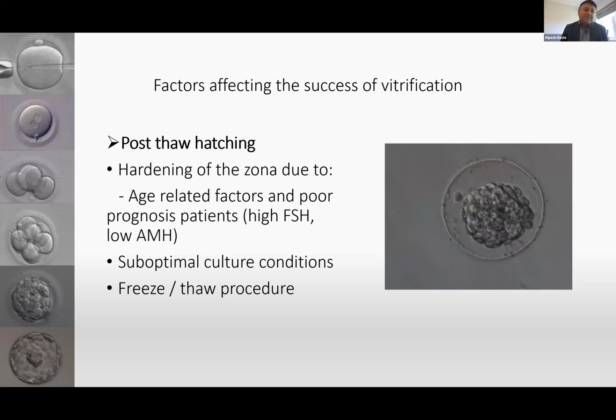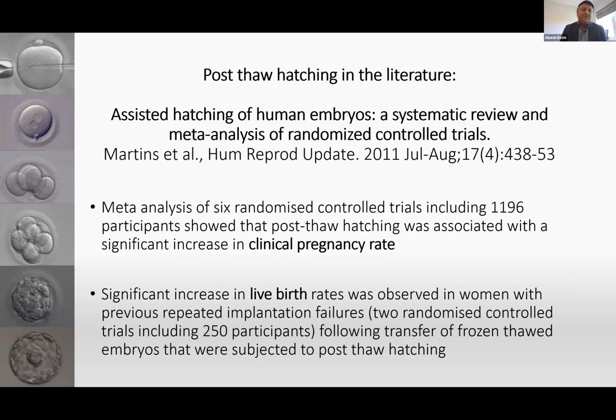In our experience, we have seen that when we apply assisted hatching after warming, specifically because we know that vitrification hardens the shell of the zona pellucida, by making an assisted hatching opening after warming, that certainly, in our opinion, enhances implantation rates. And again, there is some evidence in the literature to suggest how assisted hatching of embryos post-warming helps in achieving better outcomes.